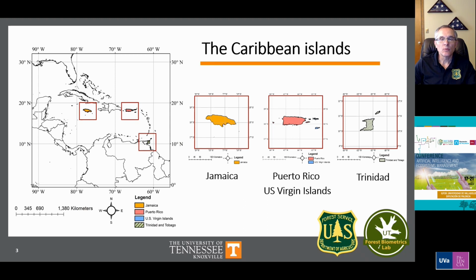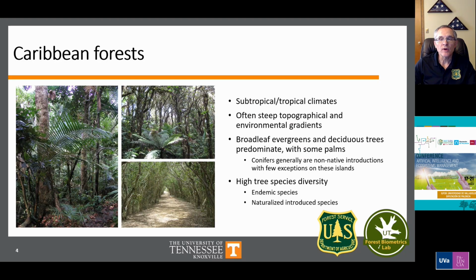So these are the Caribbean islands from which we have data: Jamaica, the Commonwealth of Puerto Rico, Trinidad and Tobago, and the territory of the U.S. Virgin Islands. These islands have subtropical to tropical climates, depending on your classification system. One unusual feature is that they possess often very steep topographical environmental gradients. So the landscape and the forest types can change over very short horizontal distances, going from dry forest to evergreen montane forest in short distances.